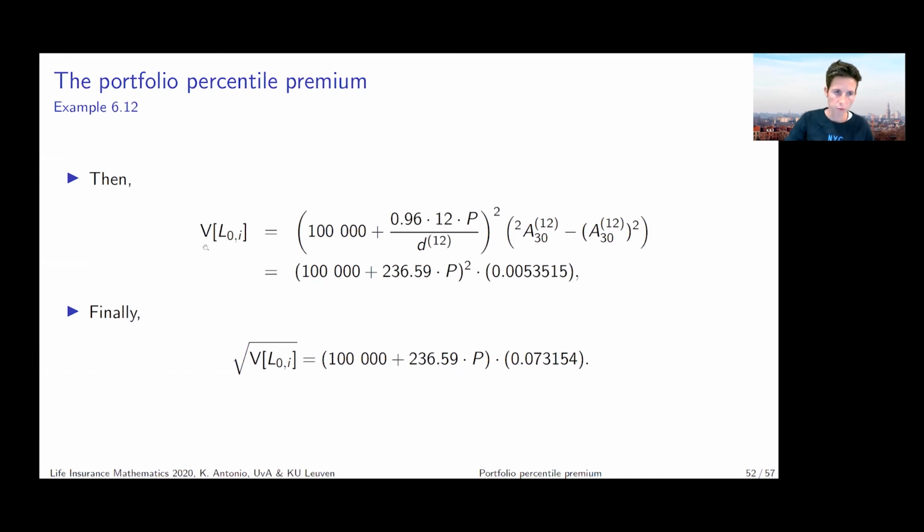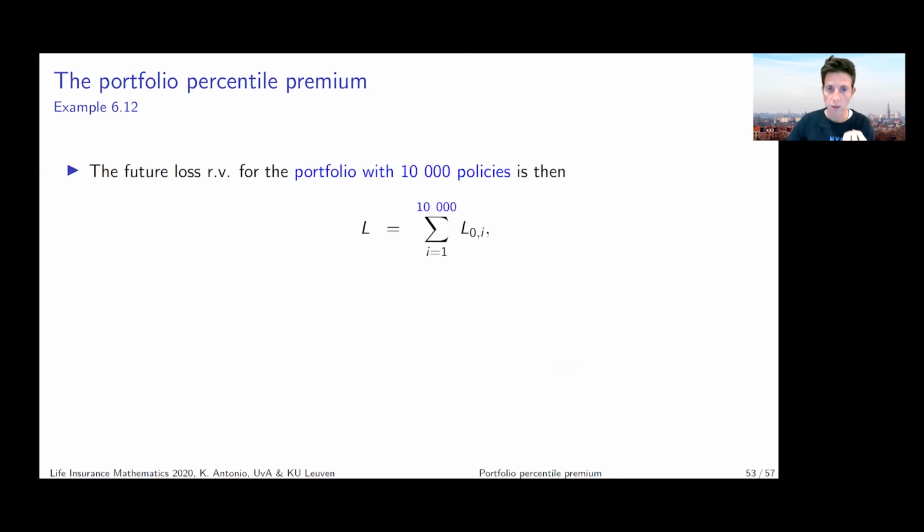So putting it all together, I've got an expression for the variance, and thus also for the standard deviation, that is a function of the unknown premium P. So I've got an expression for the expected value of the loss as a function of P, and I've got an expression for the standard deviation of the loss random variable as a function of the unknown P. So putting that together, I'm going to solve for the unknown P that matches my condition.